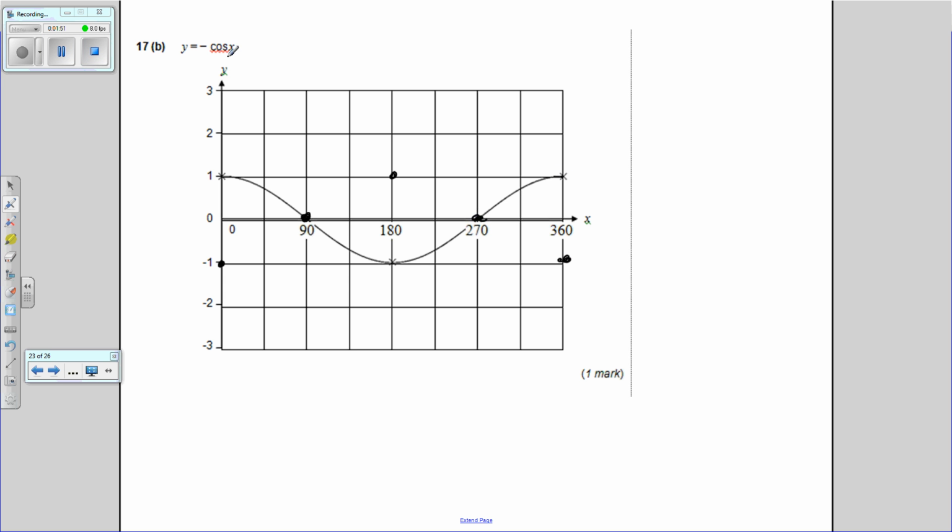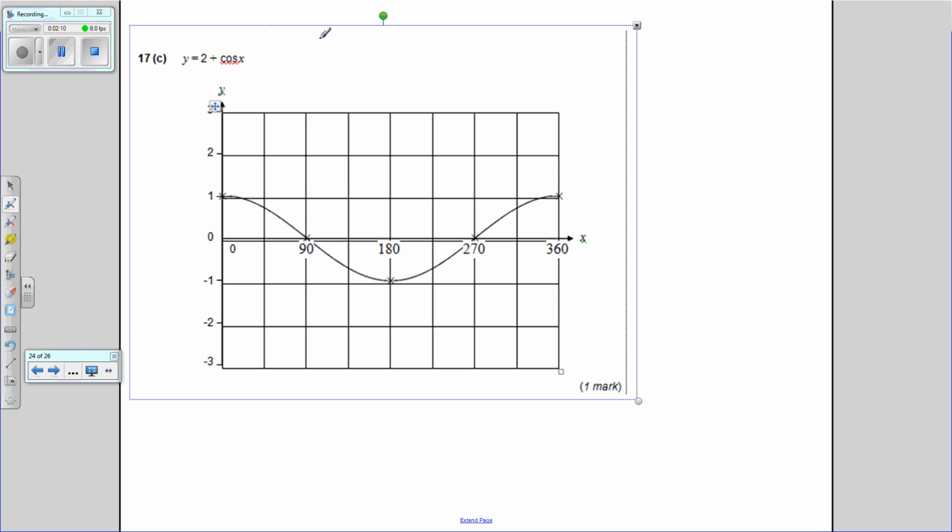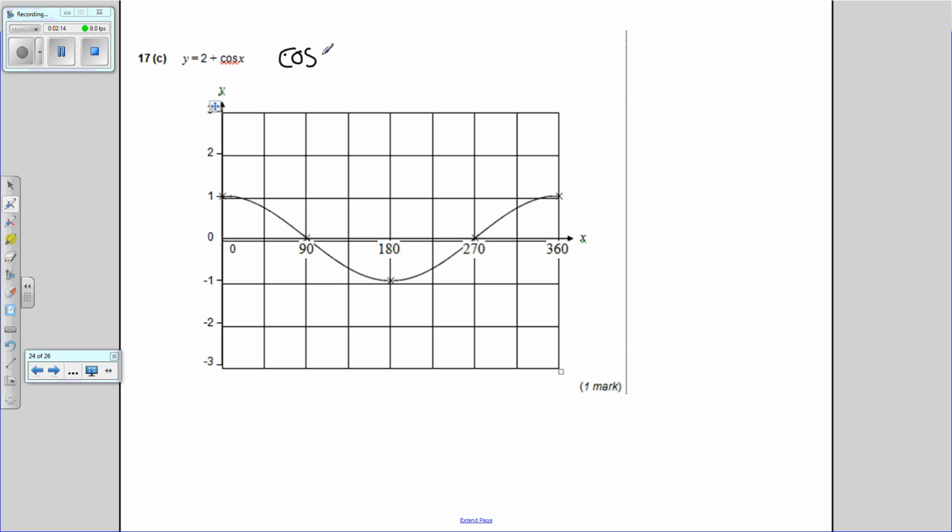So when you're not inside a bracket, if you were inside the bracket, you'd flip it over the y-axis. But here, minus cos x, you're just getting that graph and minusing all the coordinates, flipping it over the x-axis. So it's just a reflection. So it goes like that, like that, like that, like that. It's another easy mark.